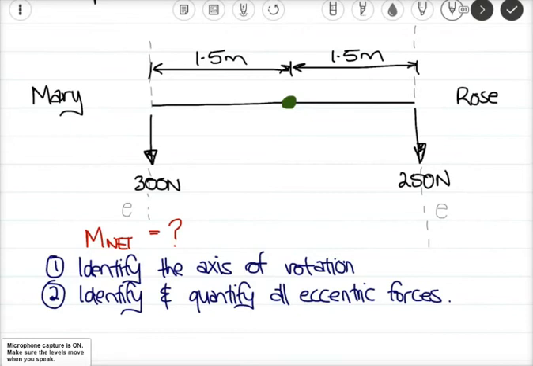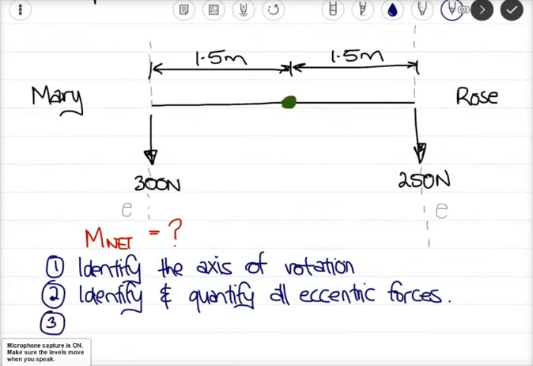So we've identified which forces are eccentric, and then the second part of part 2 says quantify them. Now some questions are a little bit irritating in that they're not given in the right units, so they might have been given in kilograms, for example, and you'll have to change them around. But here the forces are already given in newtons, so there's nothing further we need to do. So part 2 is now complete.